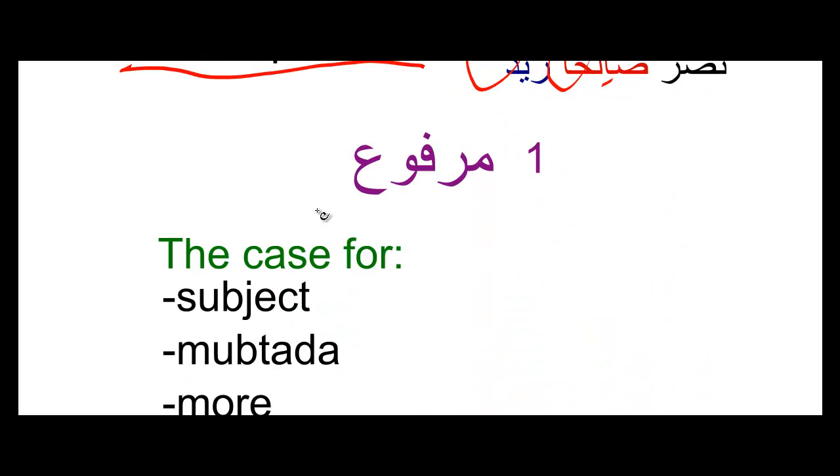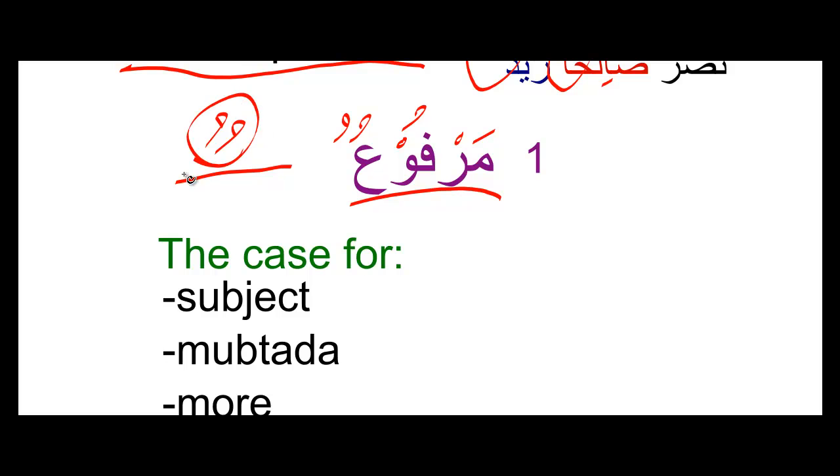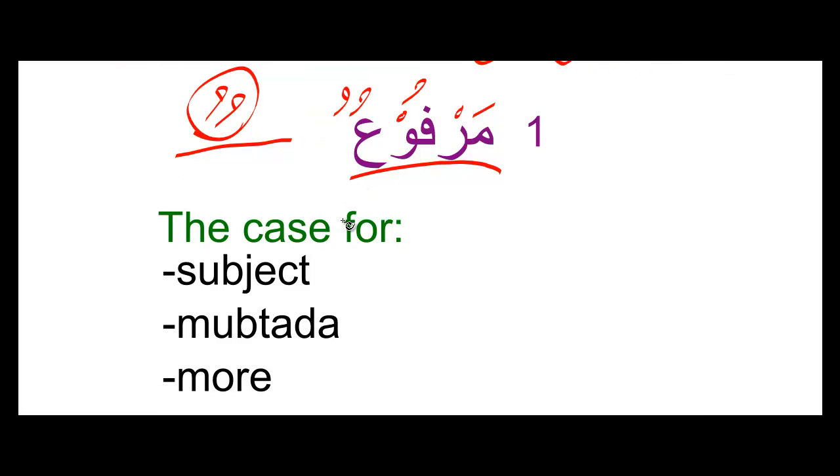Okay, so the first case. The first case is marfu'. And marfu' is identified by dhamma. Whenever a word has the marfu' case, then it is given a dhamma. And so when is a word marfu'? A word will be marfu' when it is the subject of a verb, okay? Or when it's mubtada in a nominal sentence.